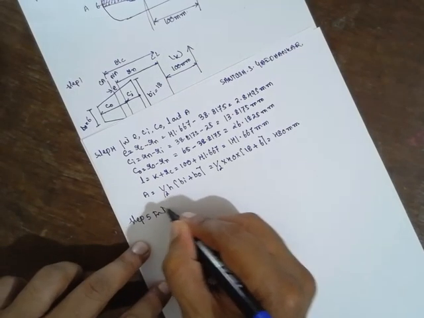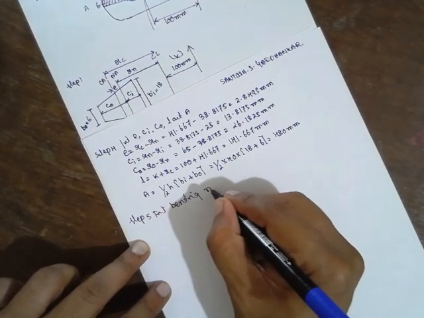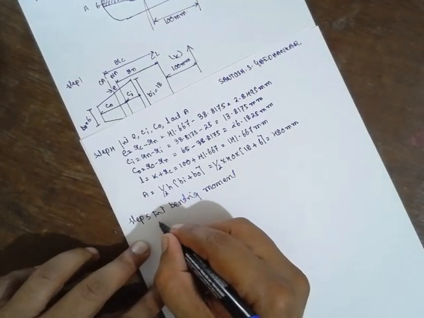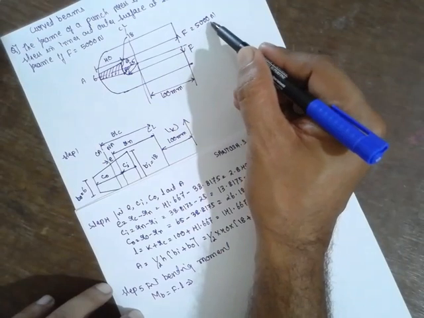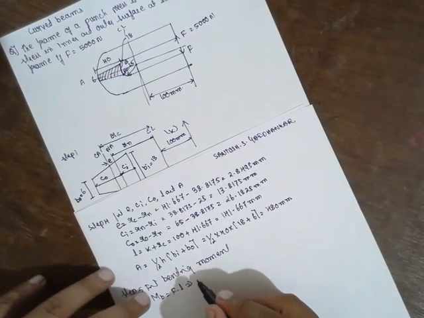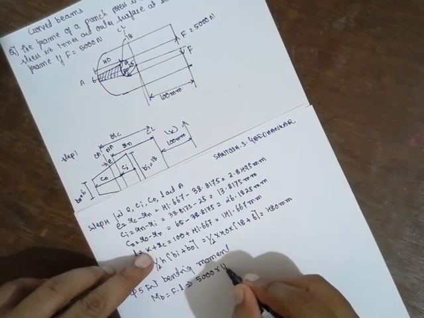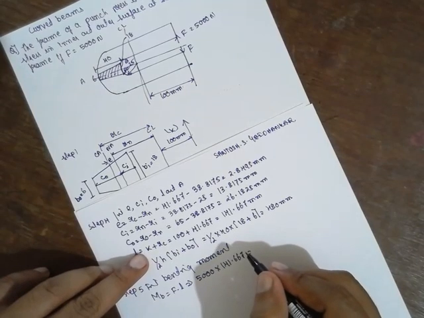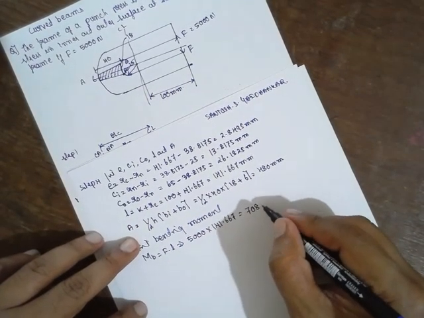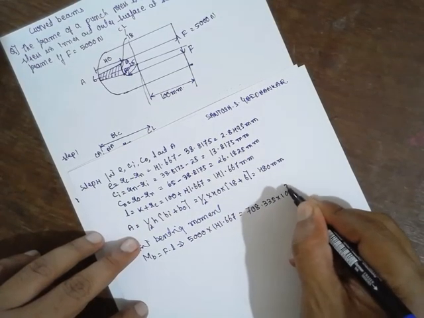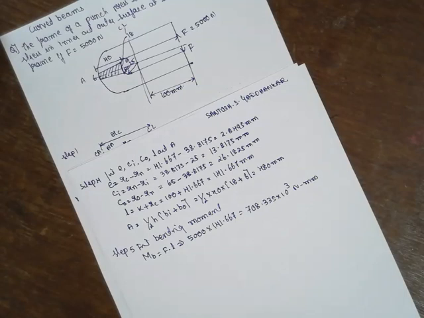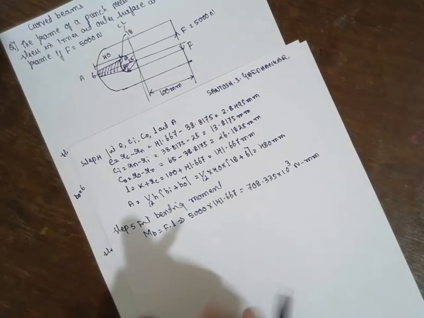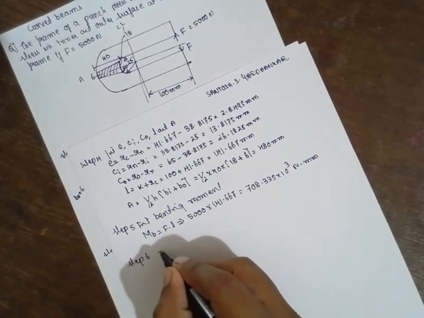Step 5, finding the bending moment. MB is equal to F into L. F is given as 5000 newton. So 5000 into L, 141.667. You will get 708.335 × 10³ bending. After completion of this one, find out step 6, stresses.